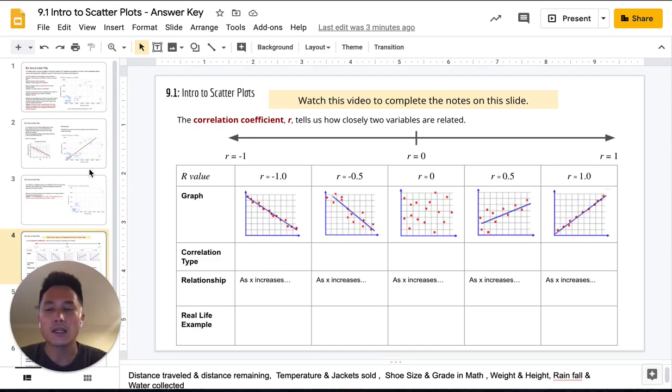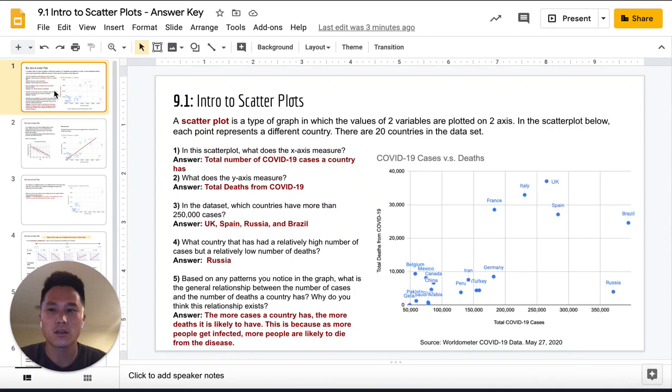But before we do that, let's go back to the first 3 slides to review our work. So for slide 1, you can check your answers for these first 4 problems. And I'm going to talk about number 5.